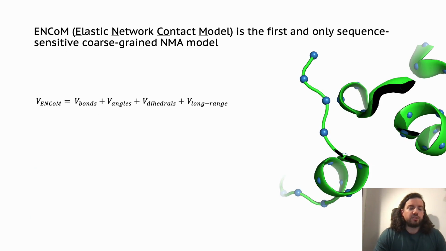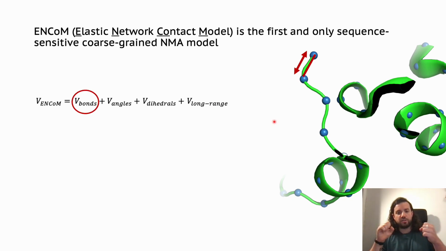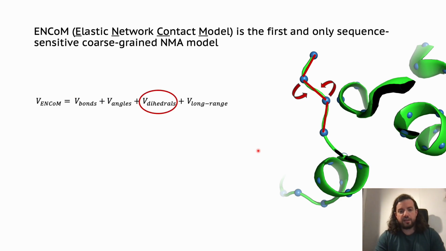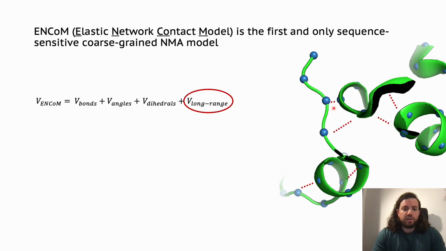And so the ENCOM model is called Elastic Network Contact Model, and it's the first and only sequence-sensitive, at least to our knowledge, coarse-grained normal mode analysis model. It has 4 terms to its potential energy, and these resemble all atom terms, but they act through sequence connectivity, through sequential amino acids. So for example, the bond stretching term is the bond stretching of 2 sequential C-alpha carbons in the case of a protein. Then there's angle bending, dihedrals, and the long-range potential.